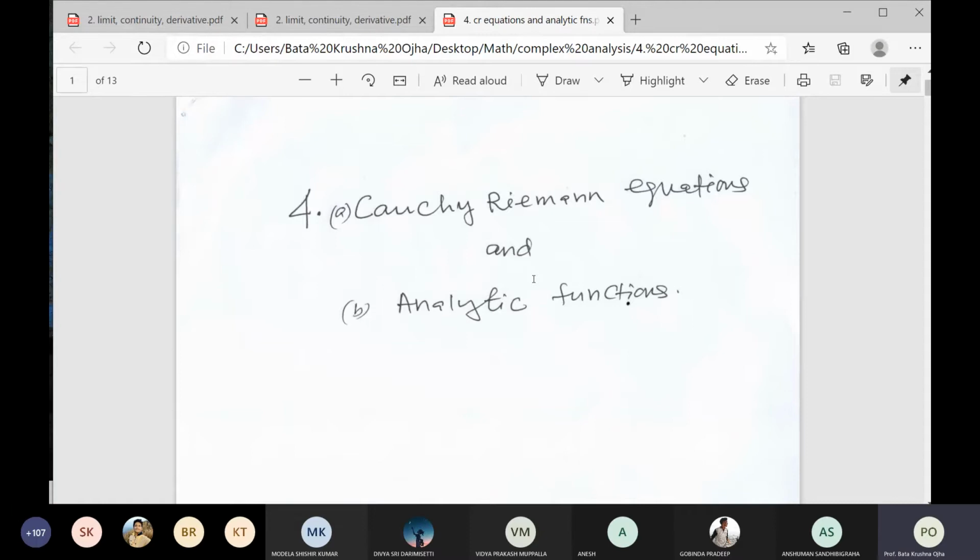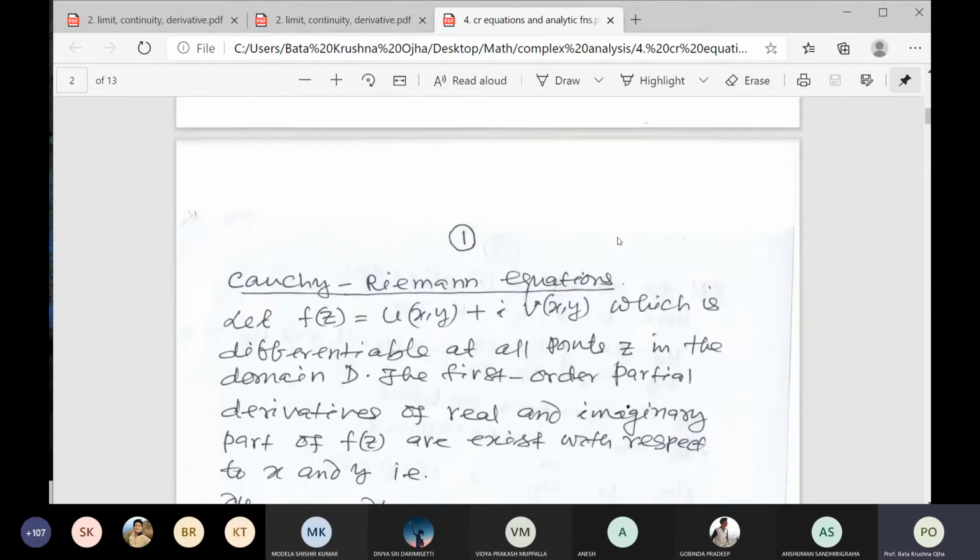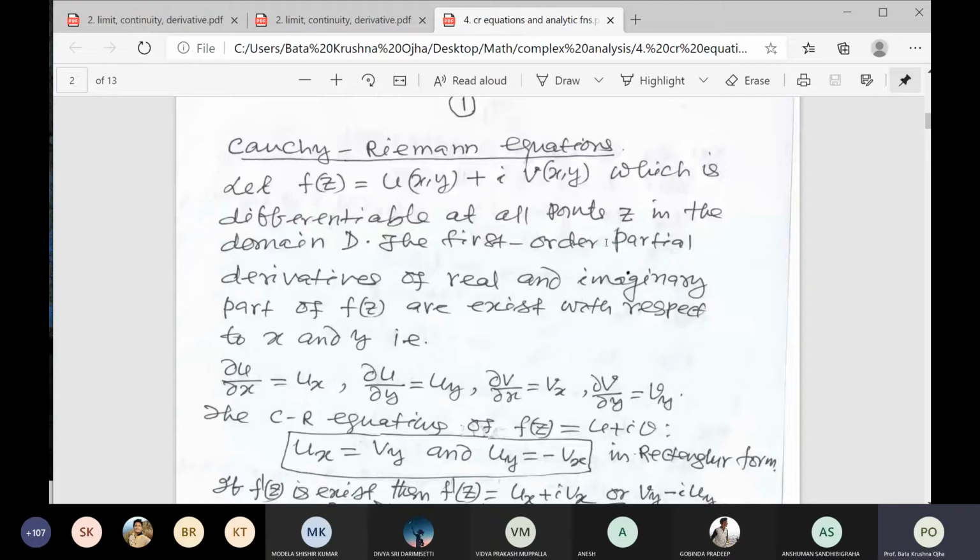What are analytic functions? I have defined the analytic function. First, you go for the CR equations, that is, the Cauchy-Riemann equations. What is the Cauchy-Riemann equation? The function f(z) is equal to u plus iv, you know, the real part and the imaginary part. Both are real functions of x and y in rectangular coordinates. If it is in polar form, it will be r and theta.